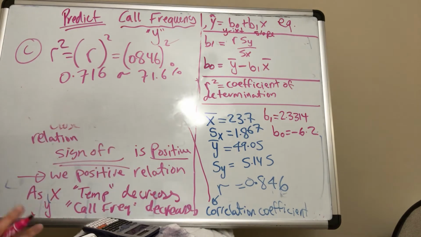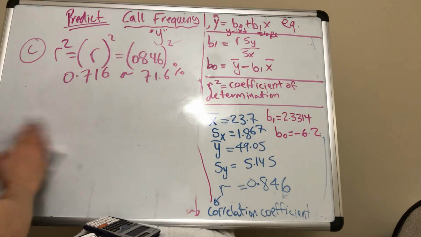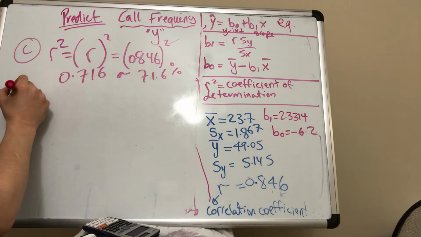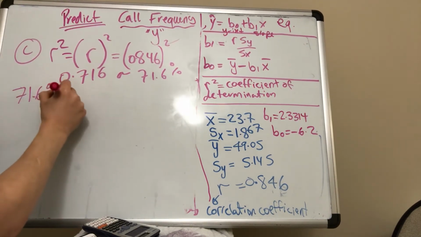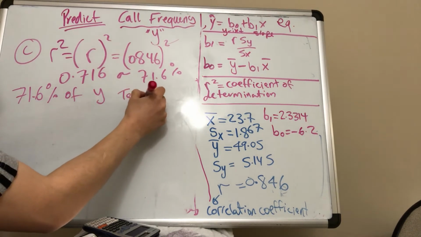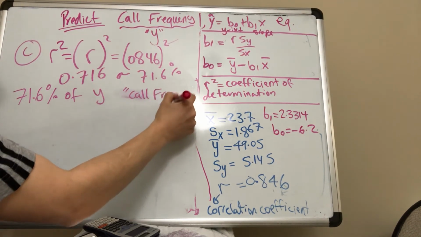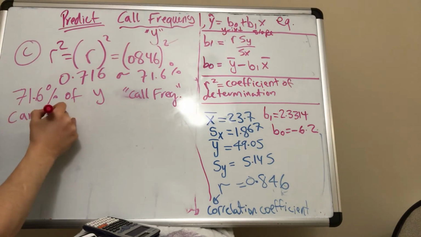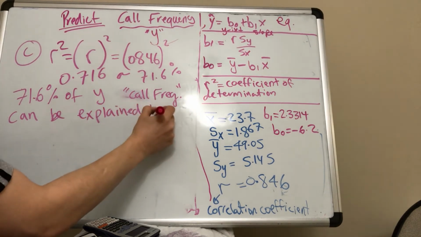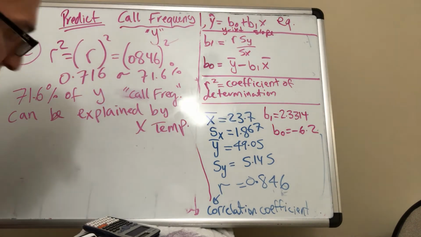What does R squared actually mean? It means how close the points are to the line. Also, it means that about 71% of the call frequency can be explained by X. So this is what R squared is.